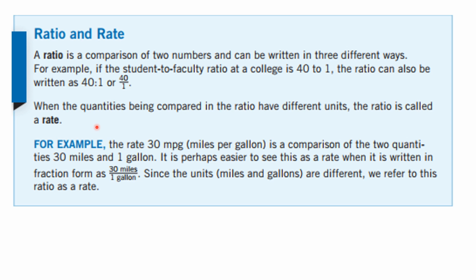When the quantities being compared in the ratio have different units, the ratio is called a rate. For example, and probably the most obvious example, 30 miles per gallon is a comparison of 2 quantities, 30 miles and 1 gallon. These aren't the same units in the numerator and denominator, and it's easiest to see this is the rate. We write this as 30 miles per 1 gallon. Since the units, miles and gallons, are different, we refer to this ratio as a rate.